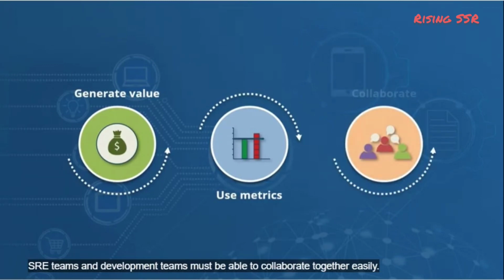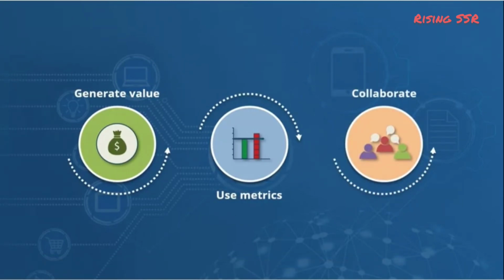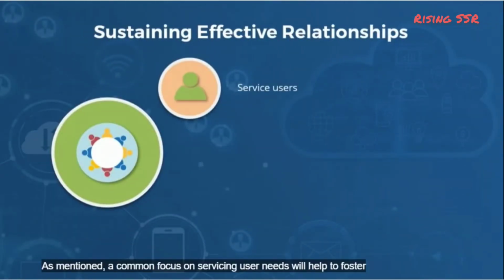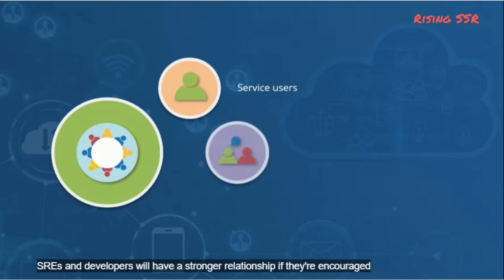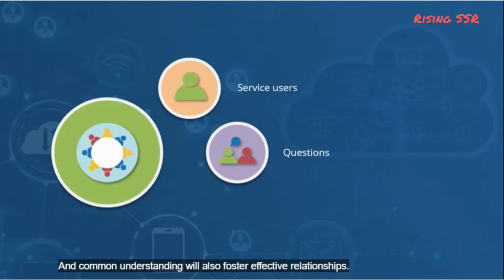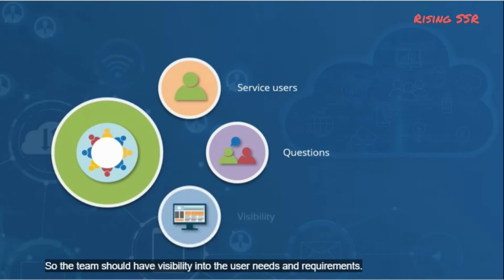SRE teams and development teams must be able to collaborate together easily. Foster this by setting up and encouraging several forms of collaboration, such as email, texting, and teleconferencing. As mentioned, a common focus on servicing user needs will help to foster effective relationships between SRE teams and development teams. SREs and developers will have a stronger relationship if they're encouraged to ask questions of one another. This will help understanding among the teams. And common understanding will also foster effective relationships. So the team should have visibility into the user needs and requirements.